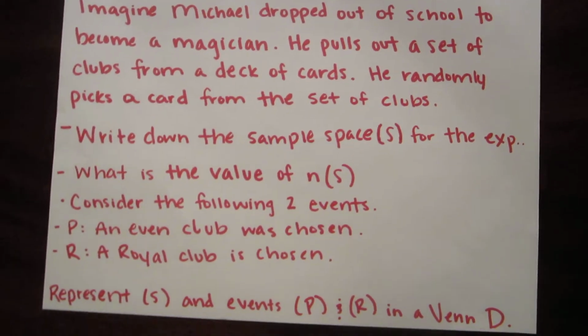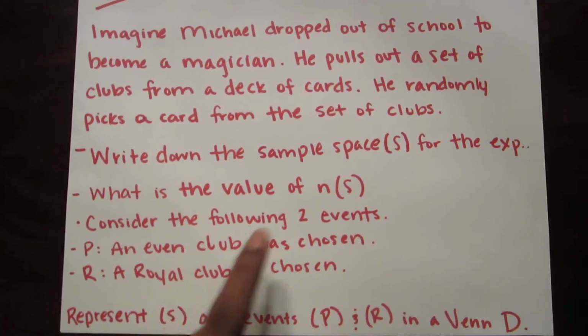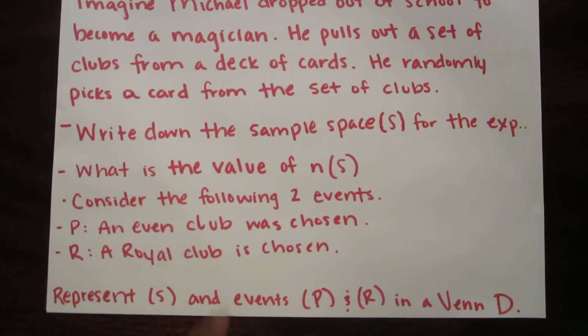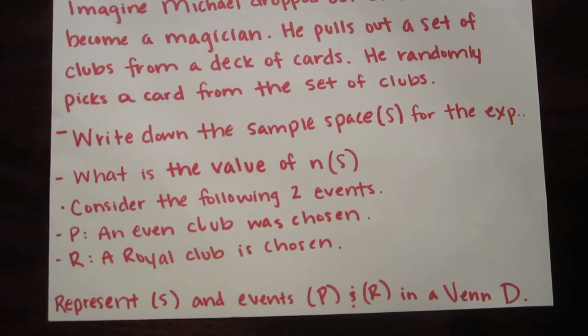And also consider the following 2 events. P: an even club is chosen. And R: a royal club is chosen. Represent S and the events P and R in a Venn diagram.